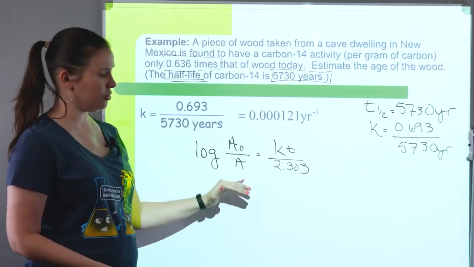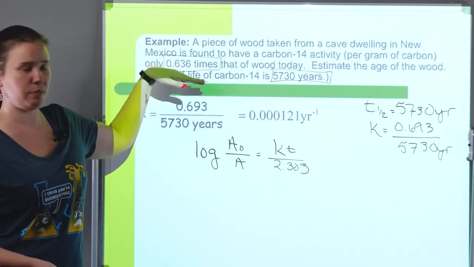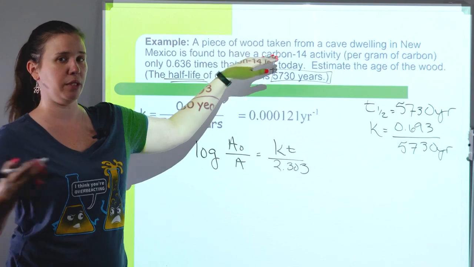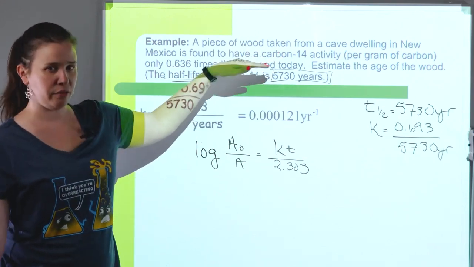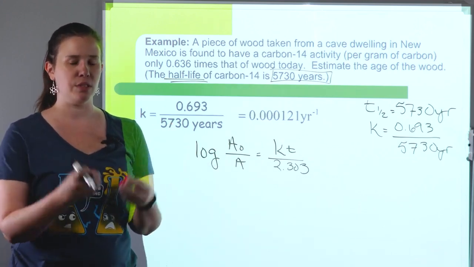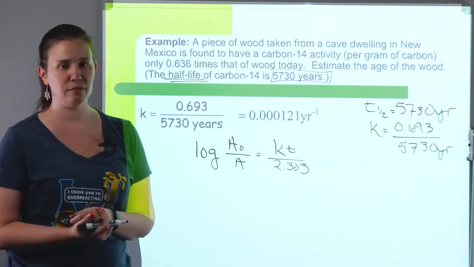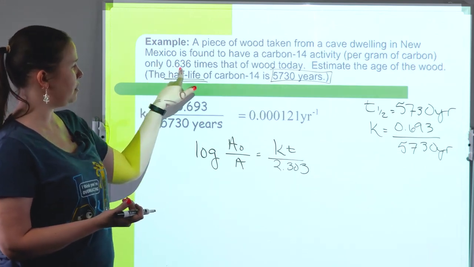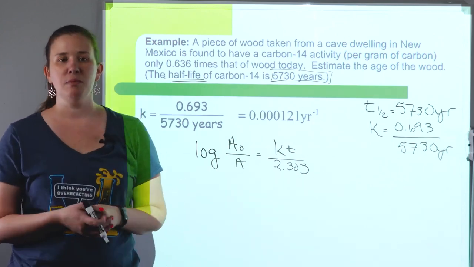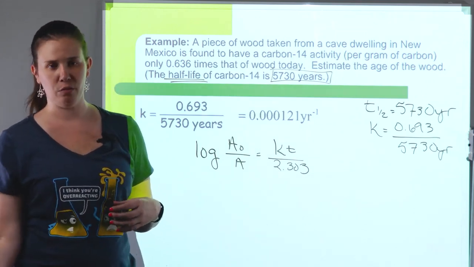What I need to know is how much amount I have left compared to how much I started with. And that's what this rate here tells me. If I read this carefully, it says we find this piece of wood, and wood, of course, would come from a dead tree, right? So the tree was alive, and when the tree is alive, it has 100% of the carbon-14 it's supposed to. Once that tree dies, this decaying piece of wood is found to have 0.636 times that amount of carbon-14, meaning it has basically 63.6% of the carbon-14 that a live tree would have.